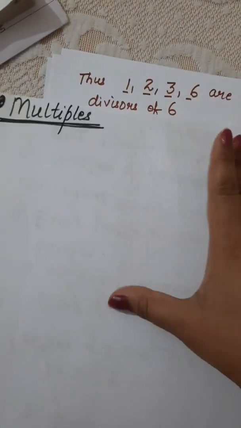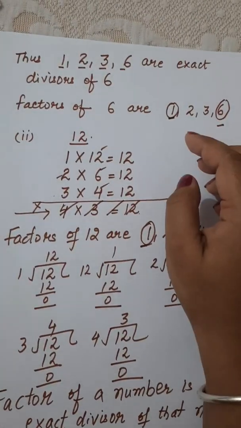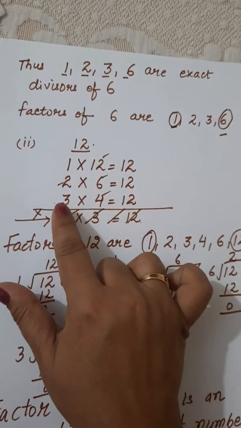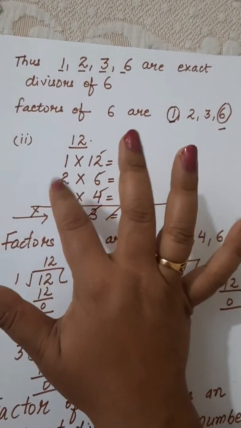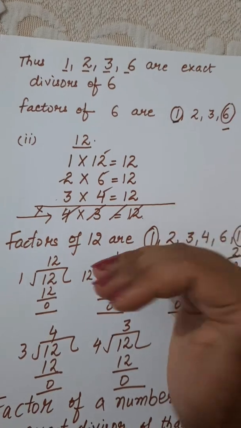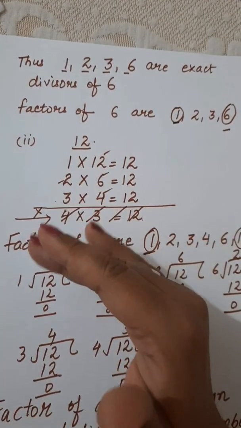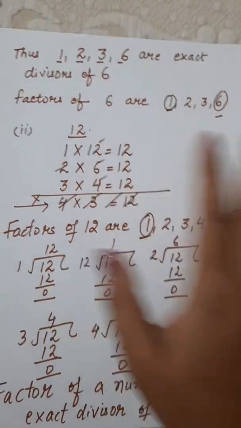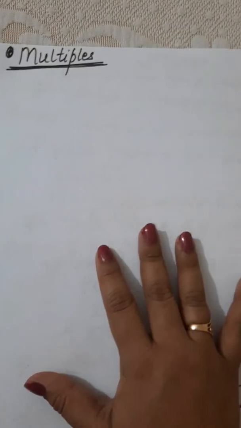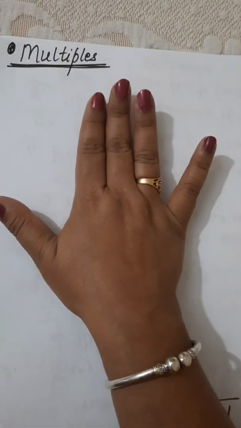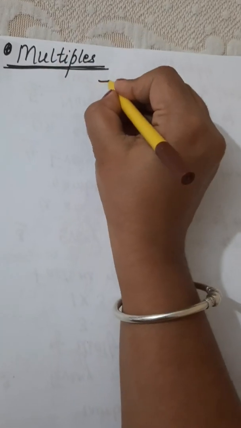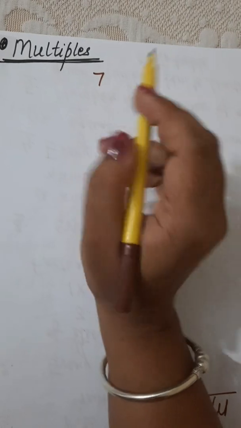Next topic is multiple. As the name indicates, it means we use the operation of multiplication over here. We find the multiples of any natural number by multiplying the number by 1, 2, 3, 4, and so on. If we multiply the given number by 1, 2, 3, 4, 5, and so on, we find the multiples of that number. So suppose I have 7 and I have to find the multiples of 7.